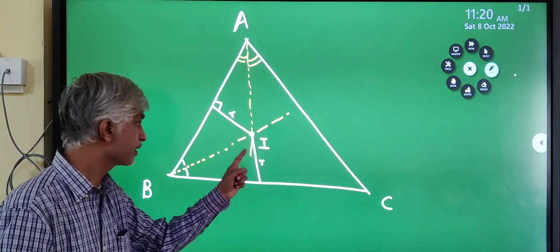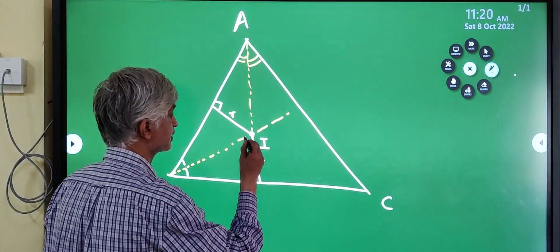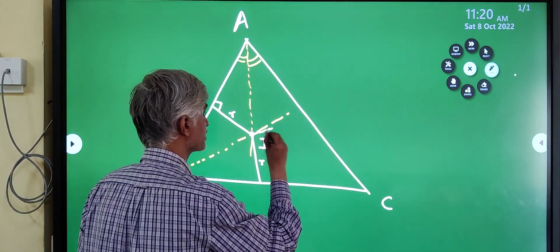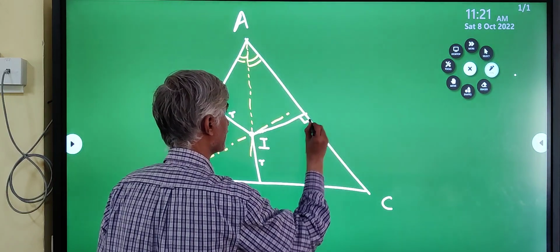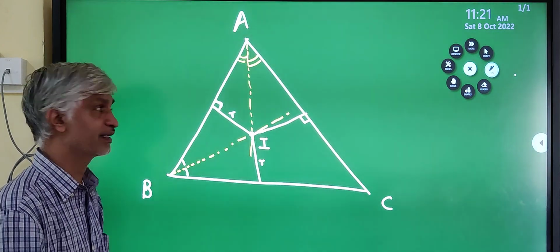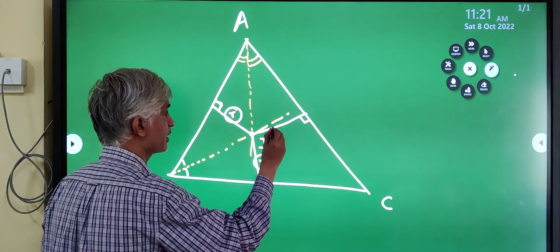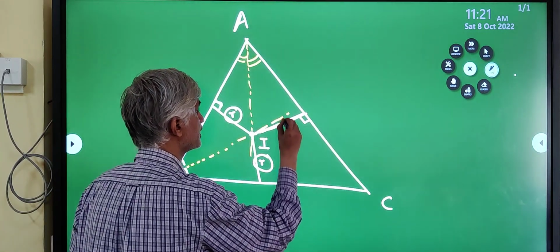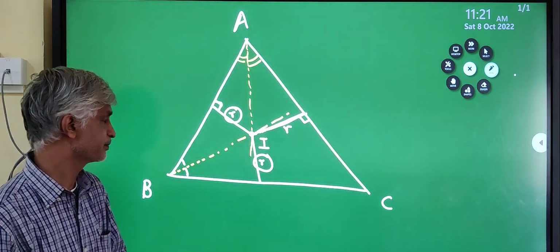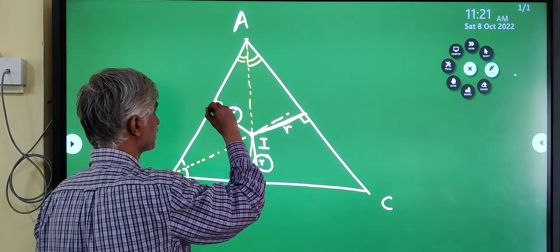Now since I lies on the angle bisector of A, by the converse of the angle bisector theorem, the perpendicular distance to this line and the perpendicular distance to this line are equal. And what that would mean is, since we've already called this a small r, this will also be r. And you can see that if I keep a compass here at I and draw a circle, I might get something like this.